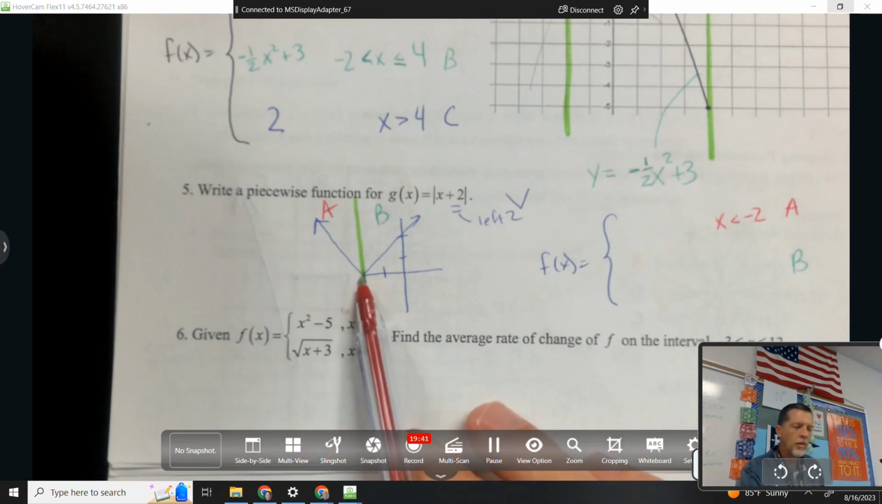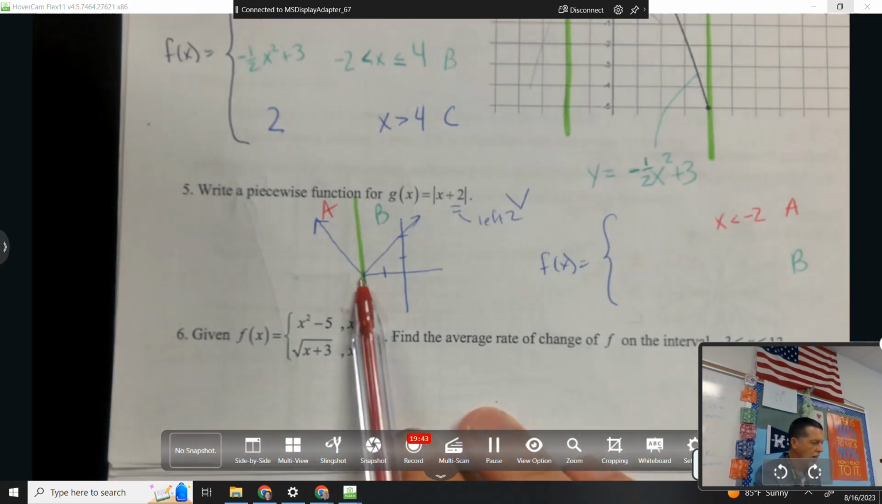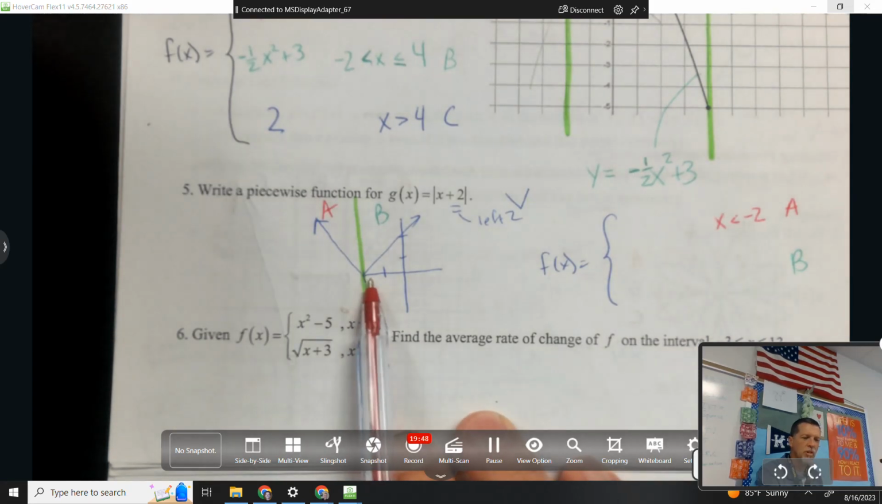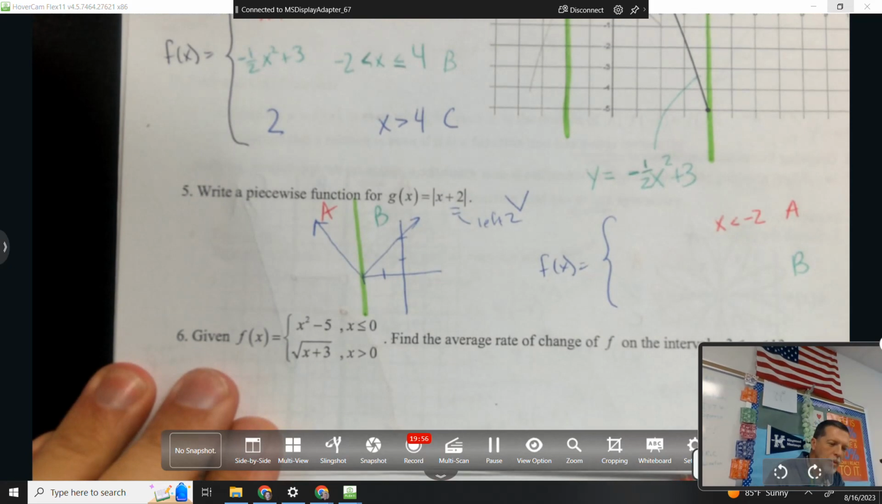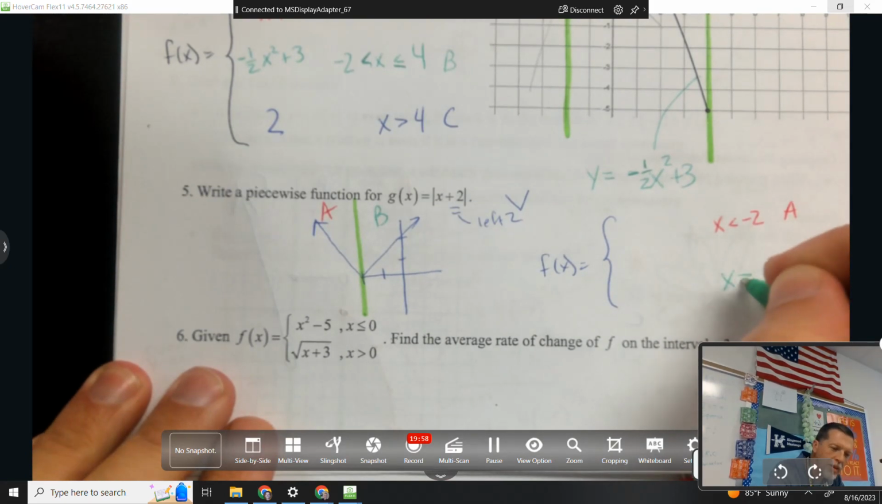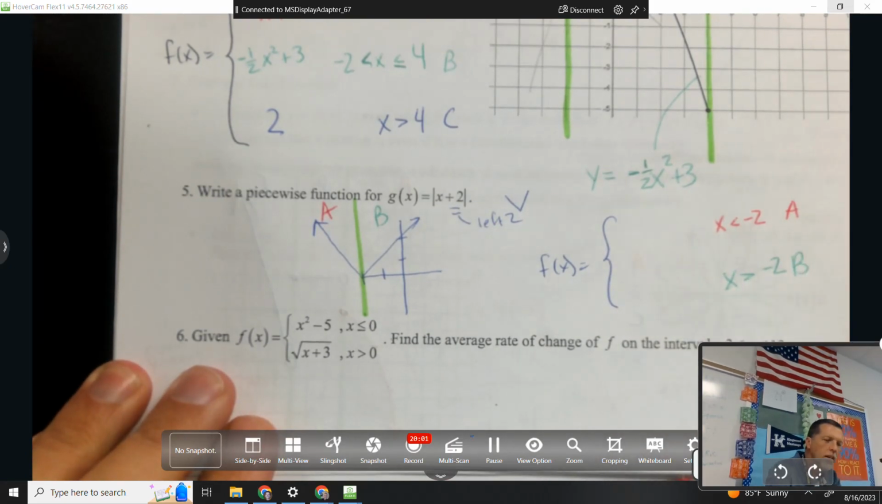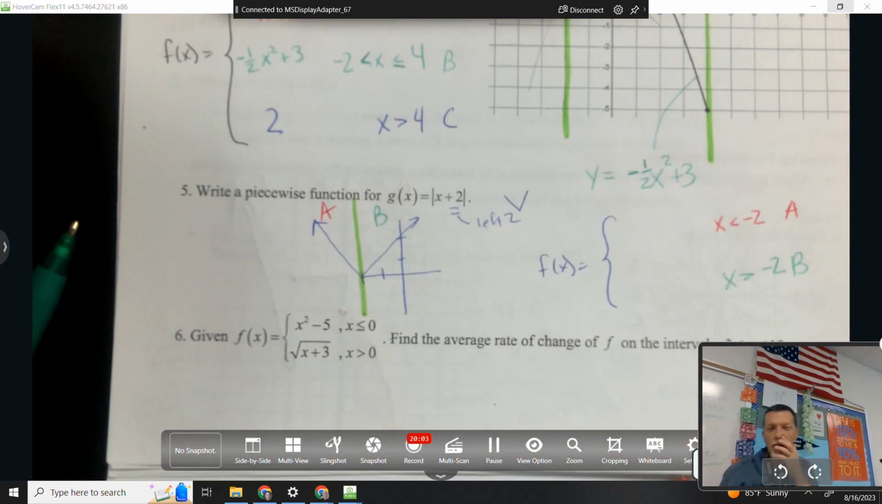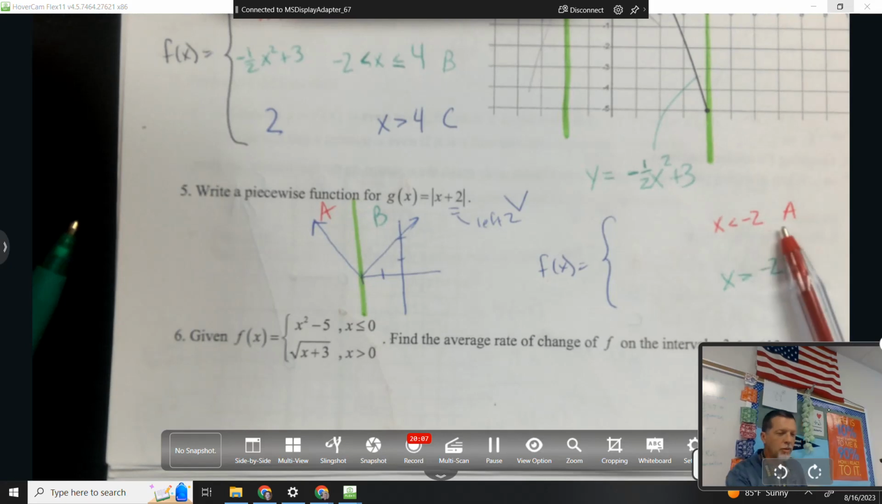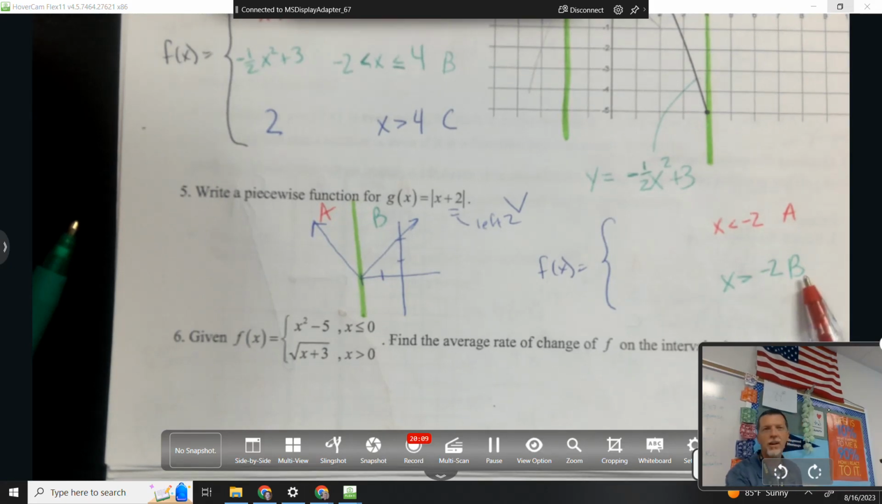We've got an open circle or closed circle? It's kind of a trick question. And let me write B's. This will be better. So it doesn't matter where the equal sign goes because they're at the same spot. So I can either throw it in with A or I can throw it in with B. It doesn't matter.